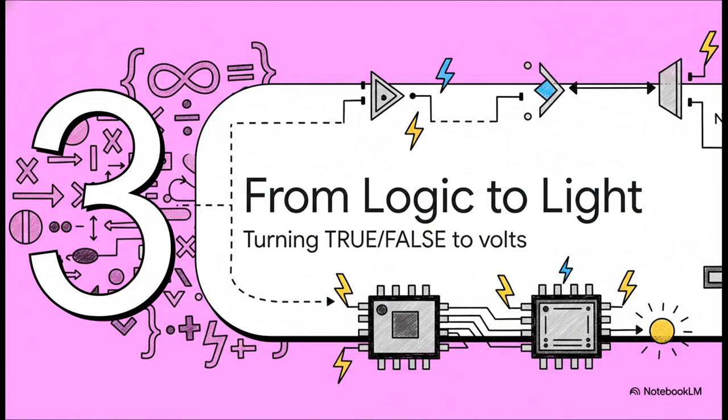Okay, and now for the really cool part. We've been hanging out in the world of abstract math. But how does a computer, a physical machine made of silicon and copper, actually do any of this? How do we take these scrambled numbers and make them do something in the real world? This is how pure logic becomes actual electricity.